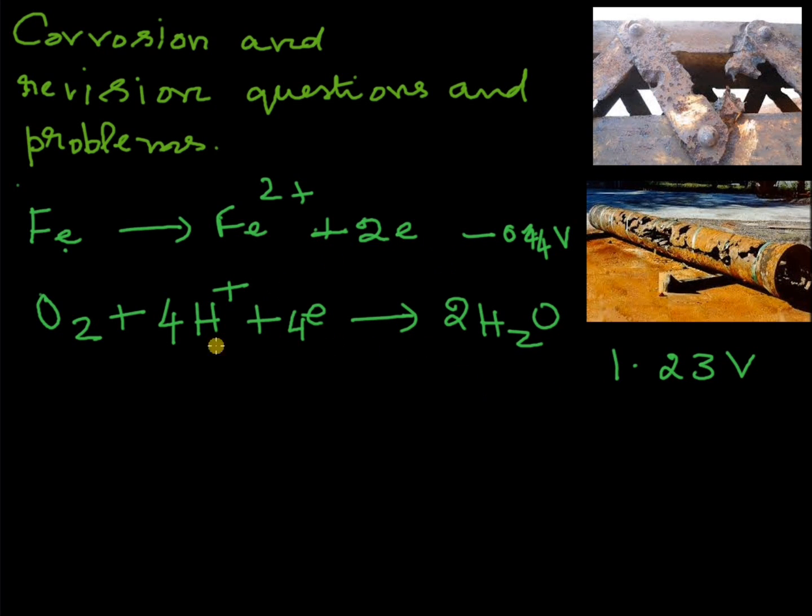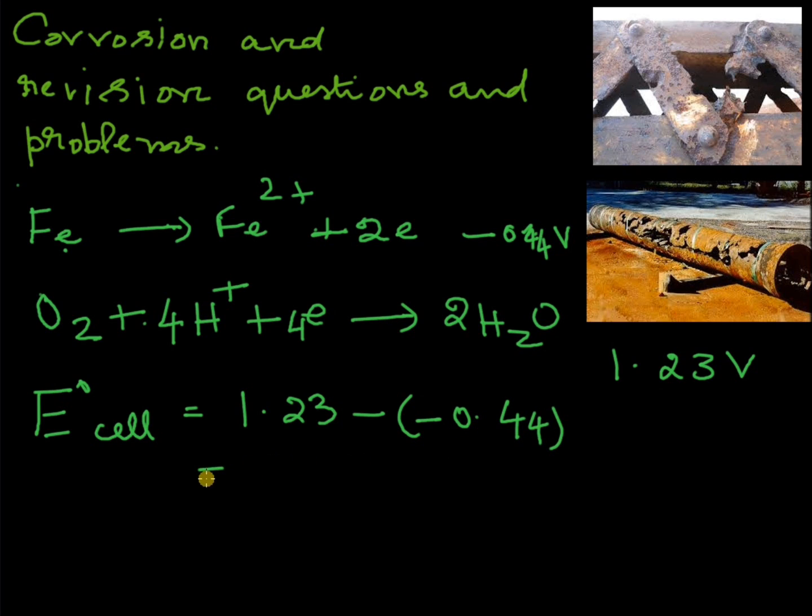Does it form an electrochemical cell? If this is the oxidation part and this is the reduction part of it, do they together form an electrochemical cell? For that we have to calculate E0 cell. E0 cell is E0 reduction minus E0 oxidation, isn't it? So it is 1.23 minus 0.44. This is positive. Hence, an electrochemical cell is set up on the surface of the iron and the reactions are spontaneous. They continue further.